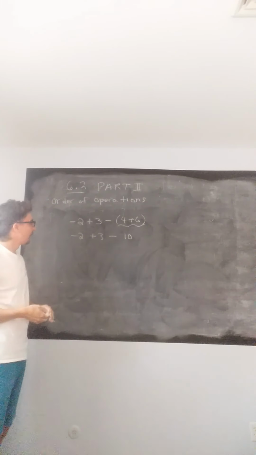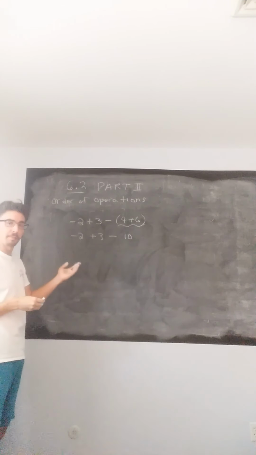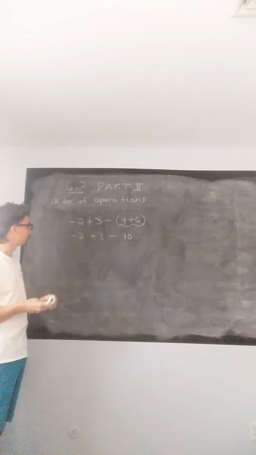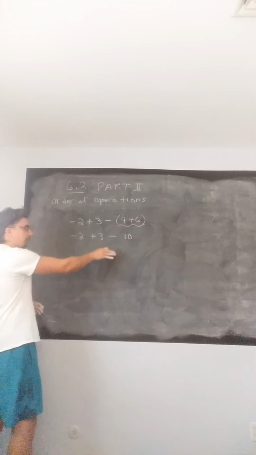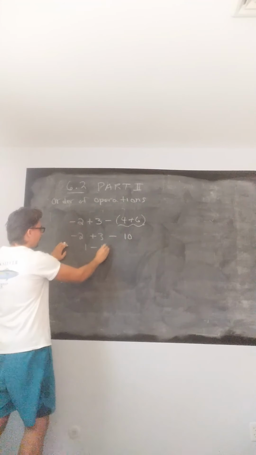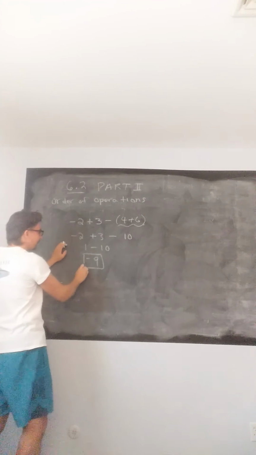Okay? Now, no more grouping symbols. There's no exponents. There's no multiplications or divisions, but we have addings and subtractings. So when that's the case, we work from left to right. So -2 plus 3 is 1. So we have 1 minus 10, and 1 minus 10 is -9.